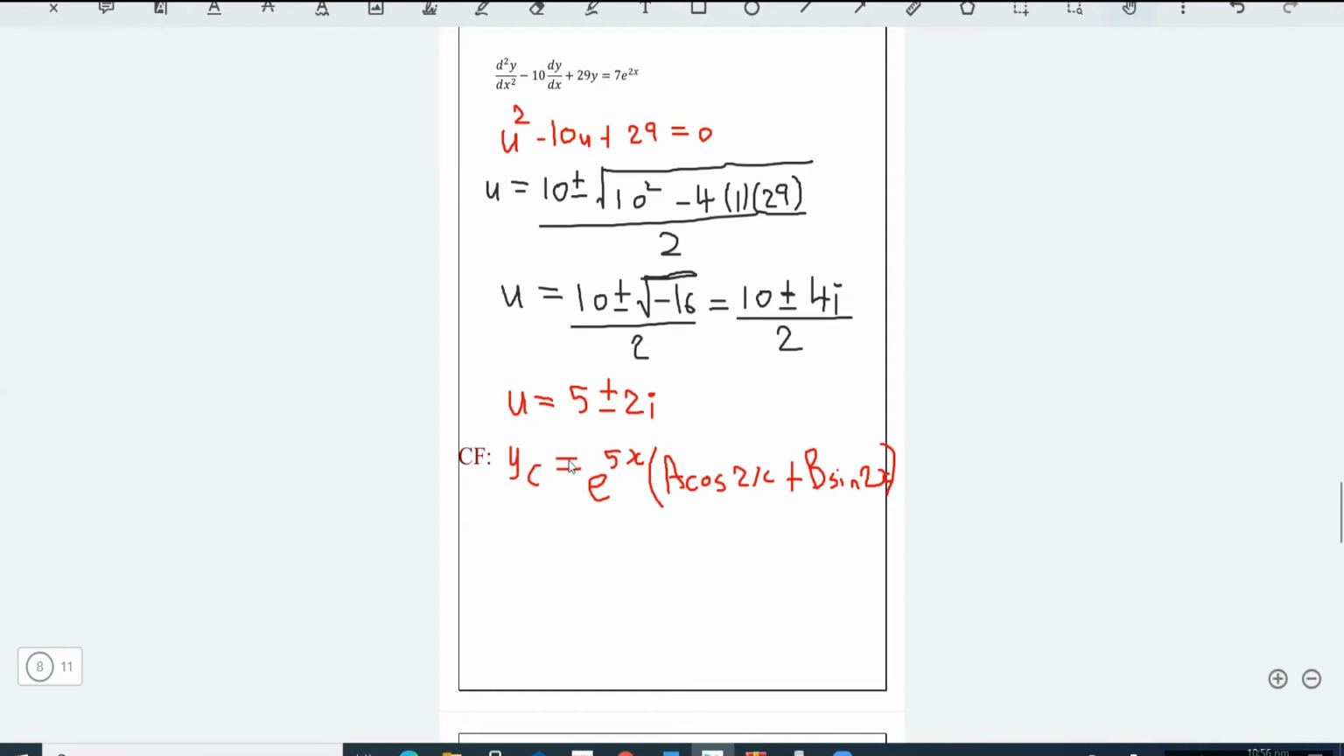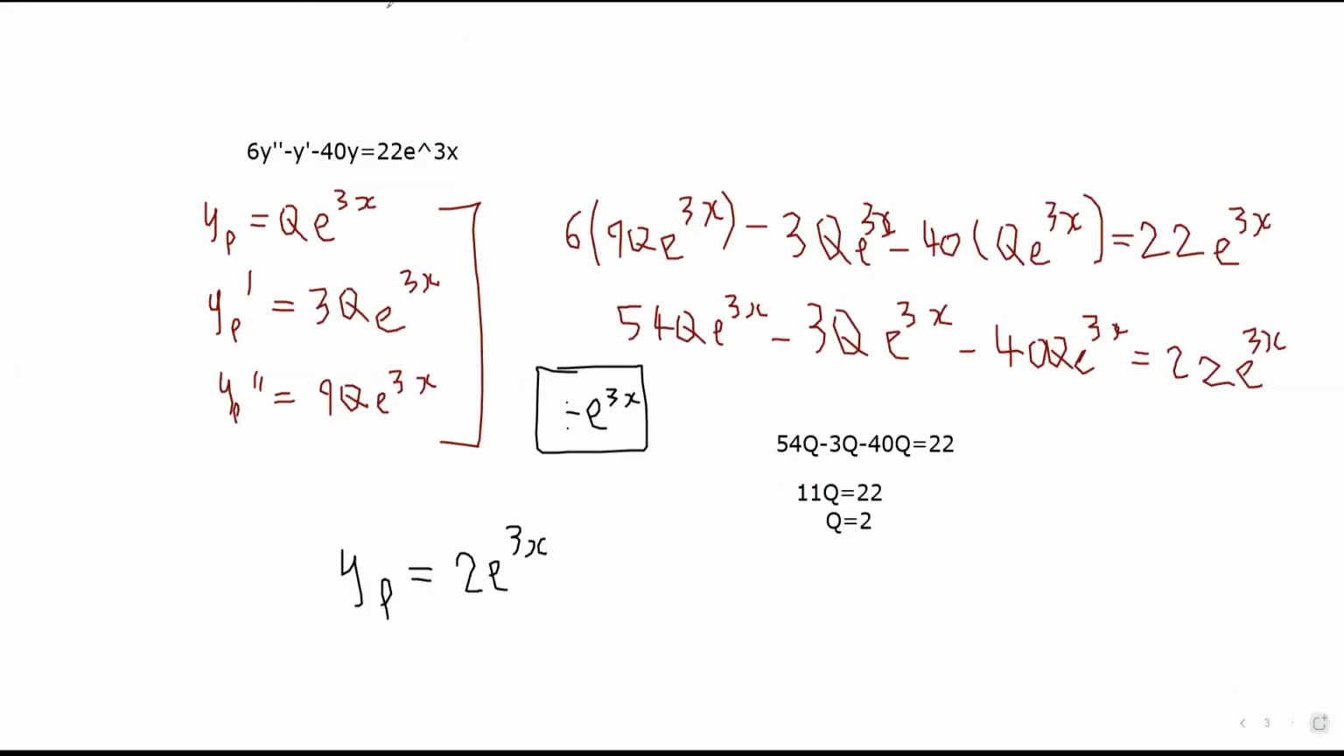Since this is the complementary function, we're good. We just need to find the particular integral now. So let us go ahead and find the particular integral now. To find the particular integral, what we're going to be solving again, remember, it was y double prime minus 10y prime plus 29y.